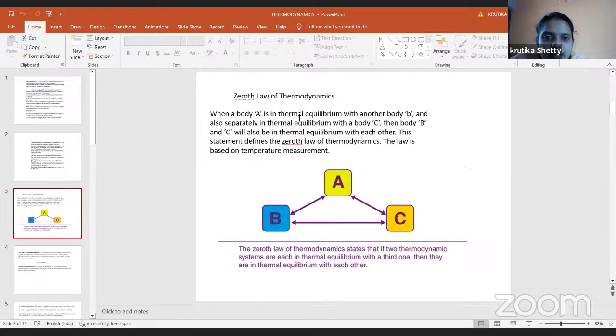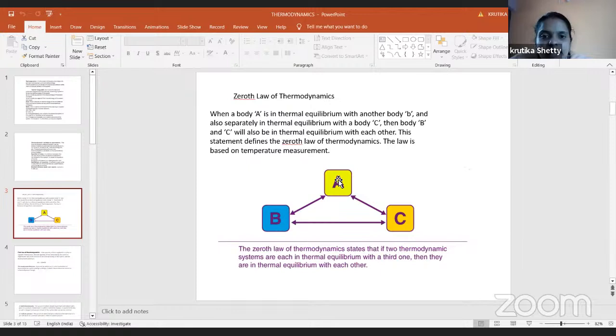When a body A is in thermal equilibrium with another body B, and also separately in thermal equilibrium with a body C, then the bodies B and C will also be in thermal equilibrium with each other. In mathematics we say that if A is equal to B and B is equal to C, then A is equal to C. You can remember the zeroth law of thermodynamics in short with that.